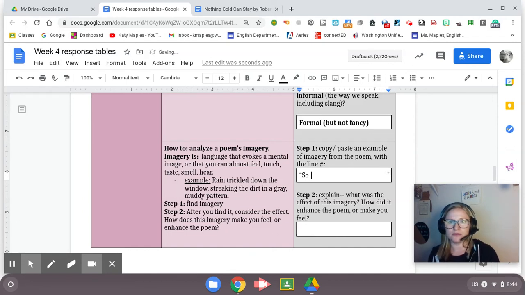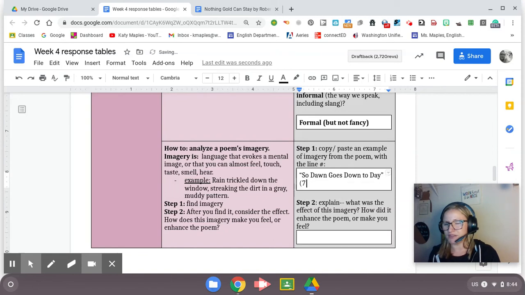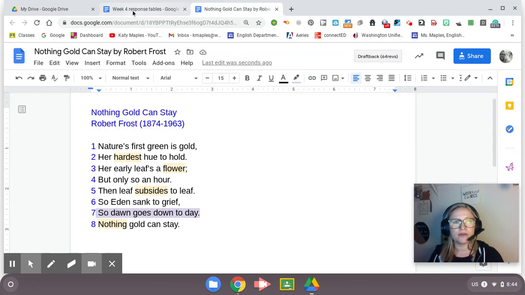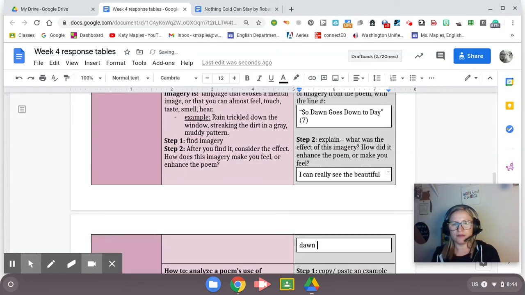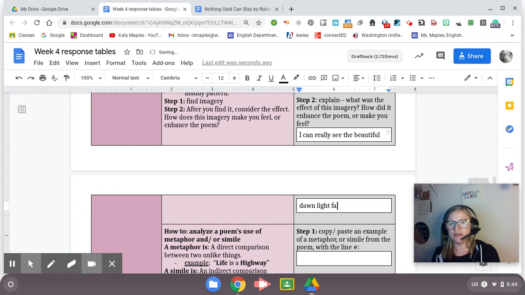So, Dawn Goes Down Today. I think that was line 7. I always want you guys to write the line number. Okay, and then what's the effect of this imagery? I'm going to write, I can really see the beautiful dawn light fading into the normal daylight.